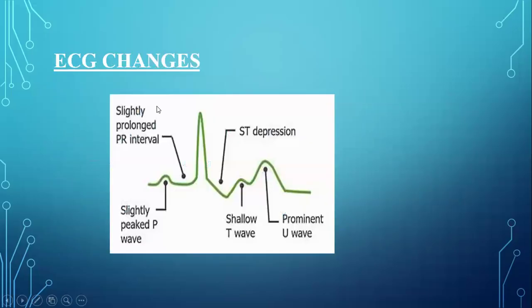These are the ECG changes which are seen in hypokalemia, where you can see slightly prolonged PR interval, slightly peaked P wave, then there is ST depression, a shallow T wave, and prominent U wave. These are the ECG changes of hypokalemia.